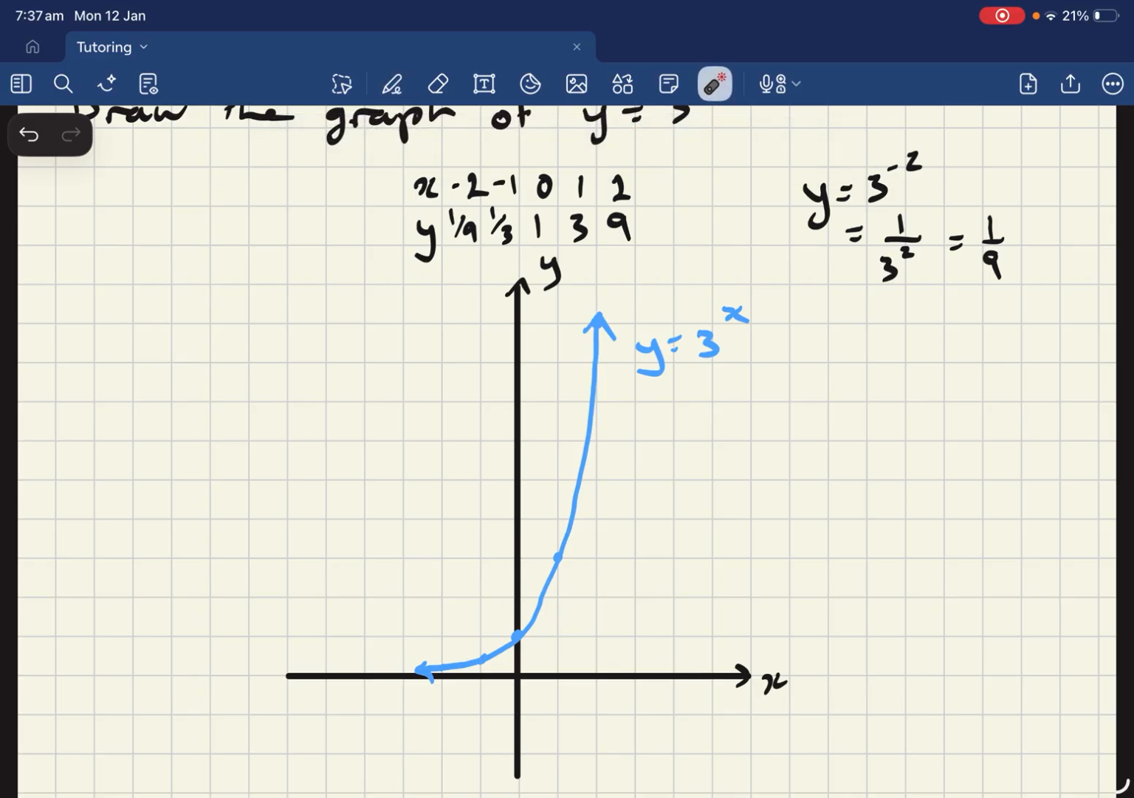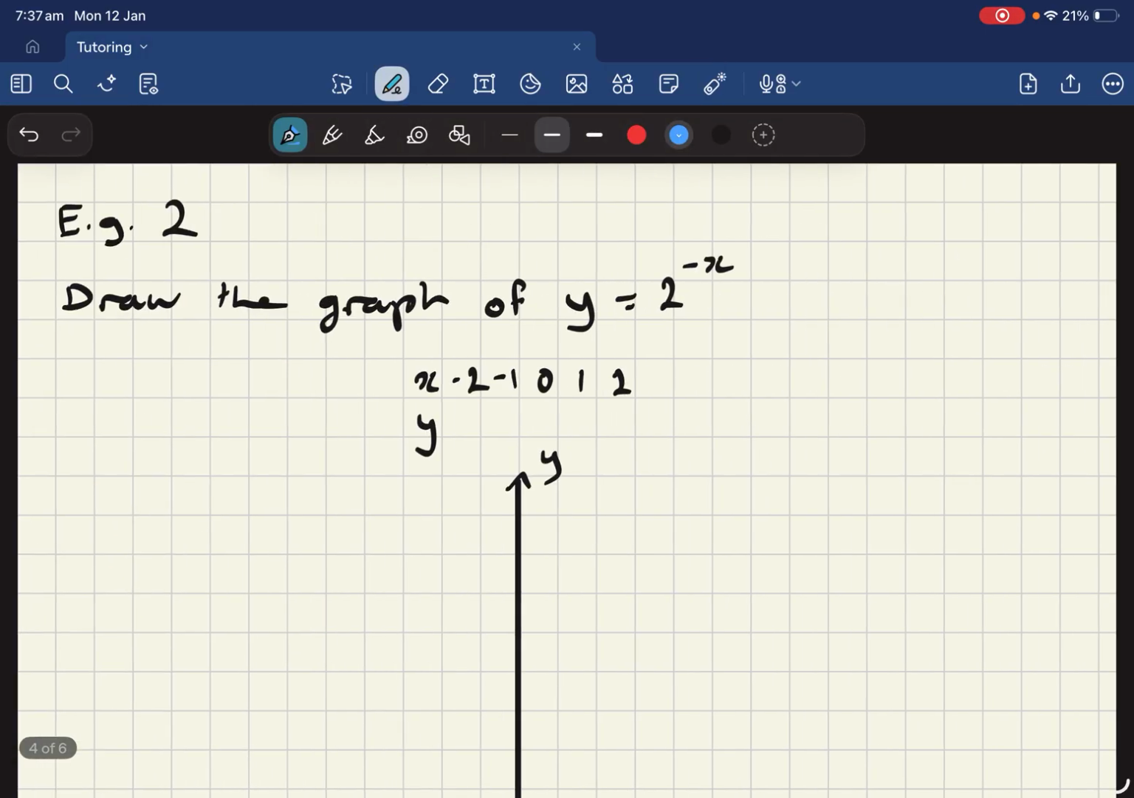Mine isn't perfect by any means, but just as we're starting off, just really try to practice this skill. Now in the next one, we are drawing the graph of y equals 2 to the power of -x. So we need to be careful with our negatives here when we substitute. But for the first one, I'm going to sub in x equals -2.